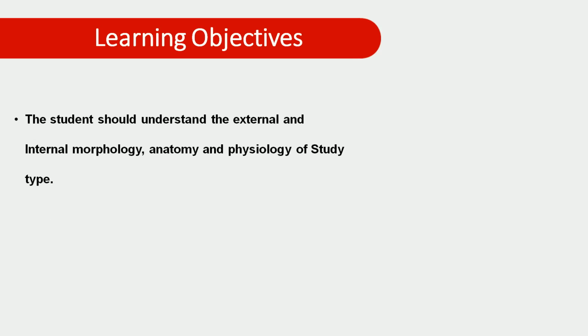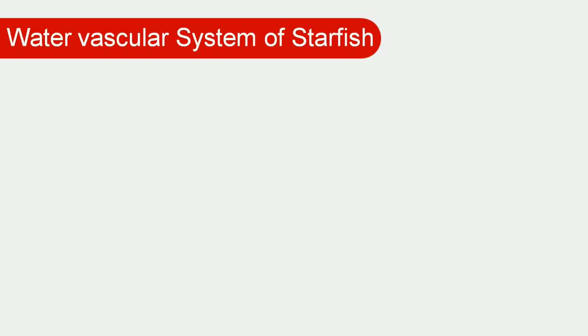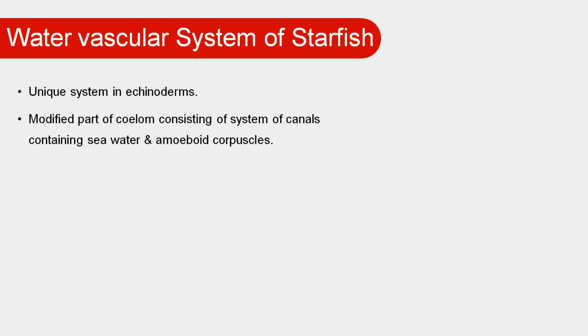In the learning objective, students will understand the external and internal morphology, anatomy and physiology of the study type, the starfish. The water vascular system is a very unique system in the phylum Echinodermata. This system is found only in echinoderm animals, not in other organisms. It consists of a canal system containing sea water and amoeboid corpuscles, which act in different functions in the echinoderm's body.